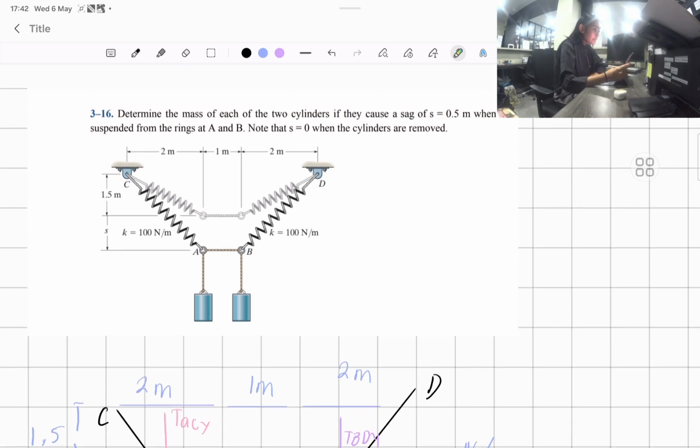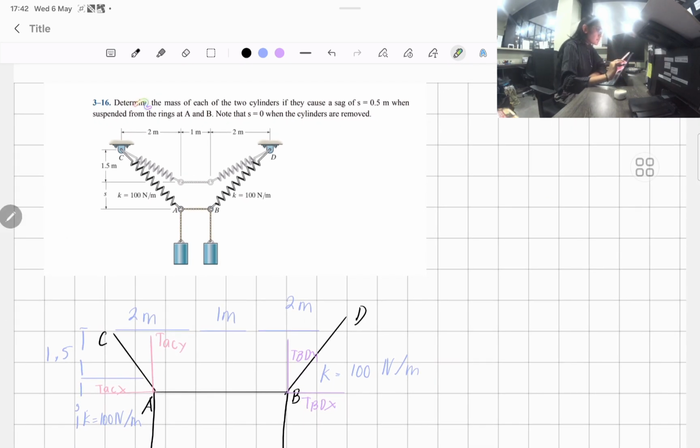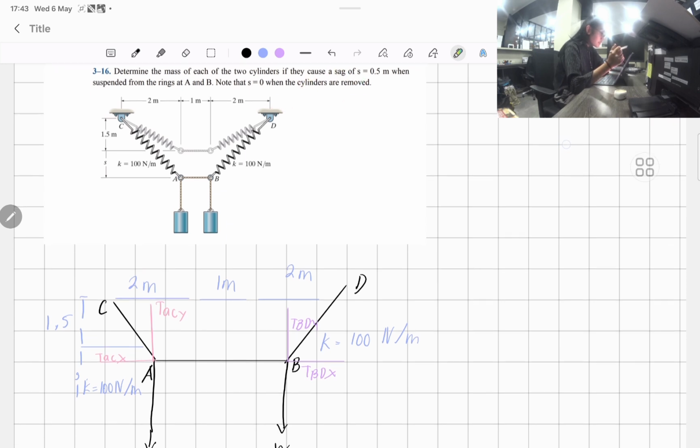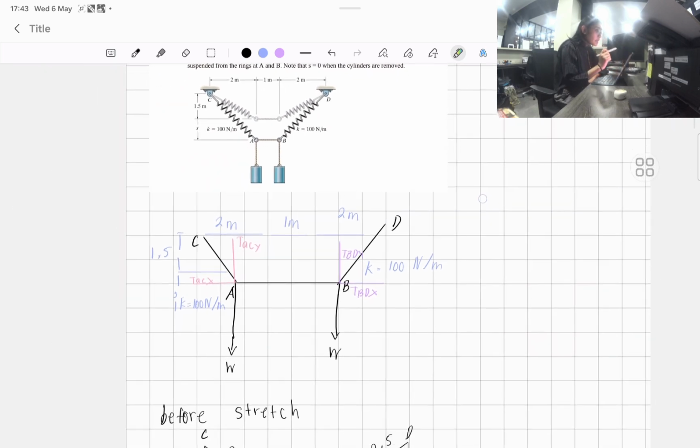Anyways, continuing on. The problem 316 is: determine the mass of each of the two cylinders if they cause a sag of S equals 0.5 meters when suspended from the rings at A and B. Note that S equals 0 when the cylinders are removed. So the first thing we have to do in this problem is create a free body diagram.